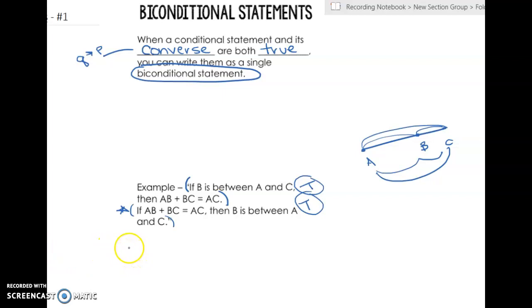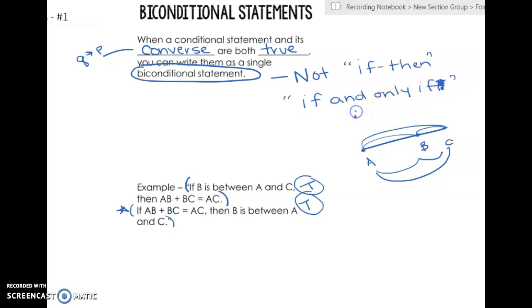So a biconditional statement is not an if-then statement. Okay, we can write this as an if and only if. Now sometimes, guys, if and only if is abbreviated as IFF. So if you see IFF in a math class, it just means if and only if.